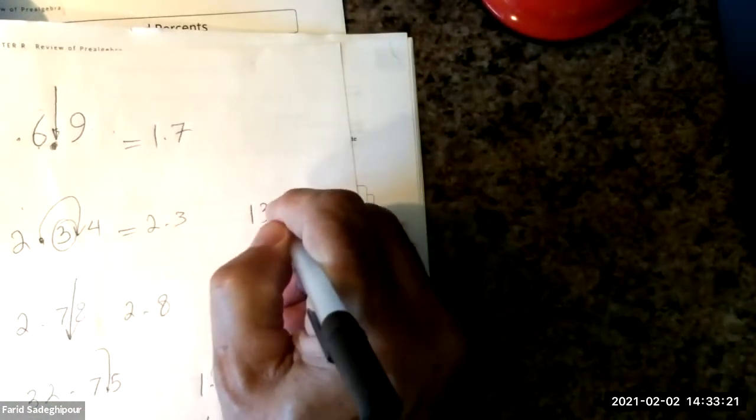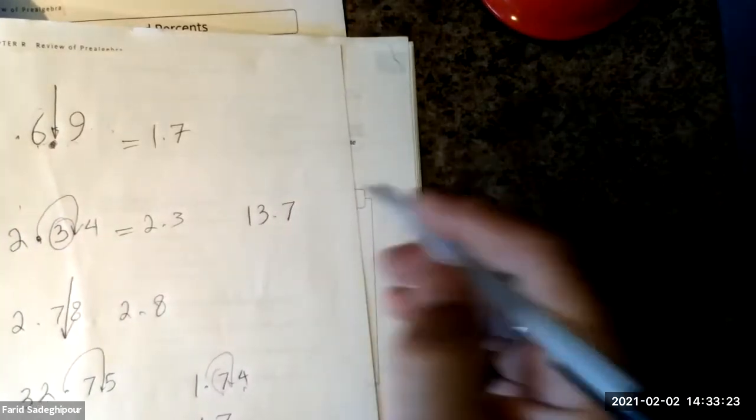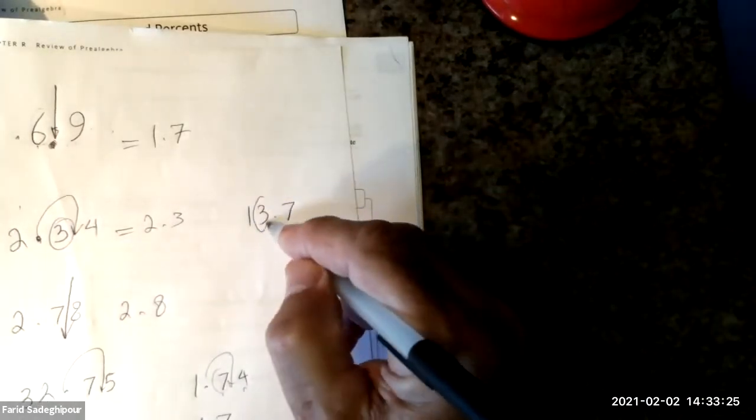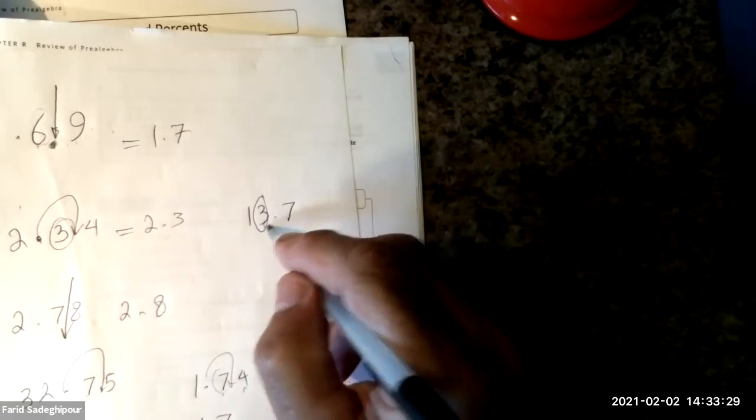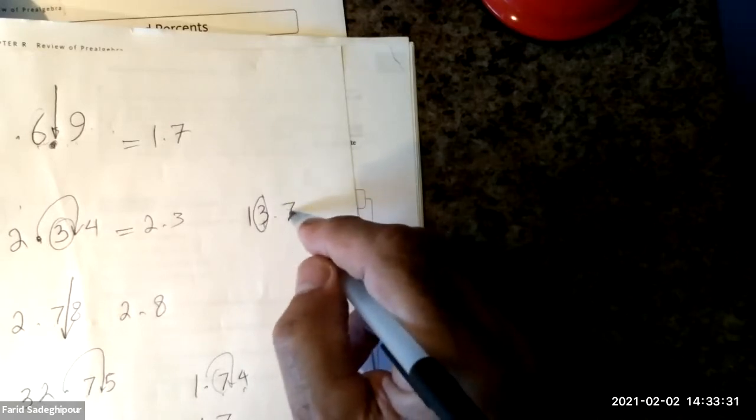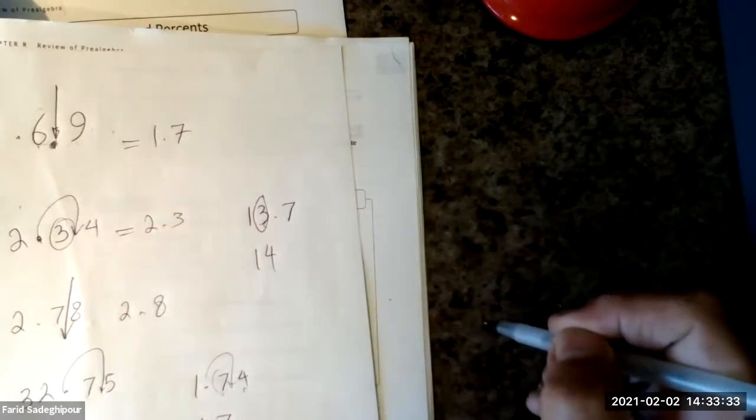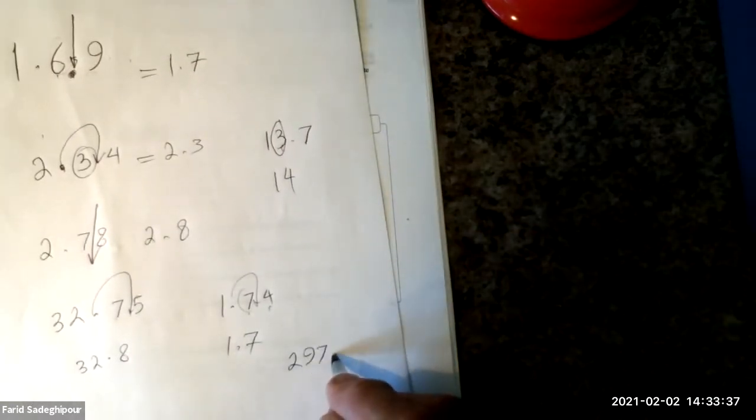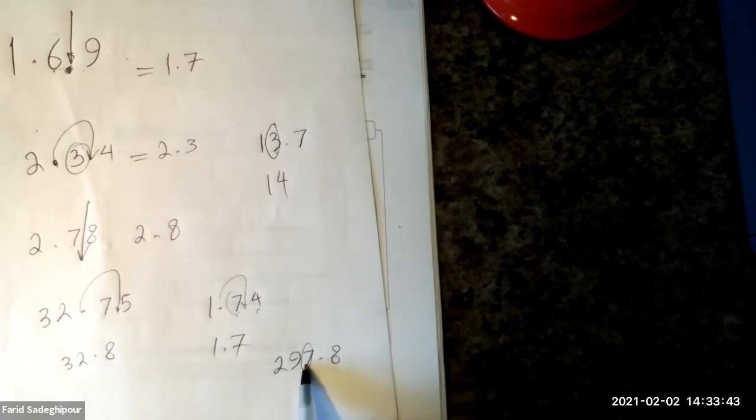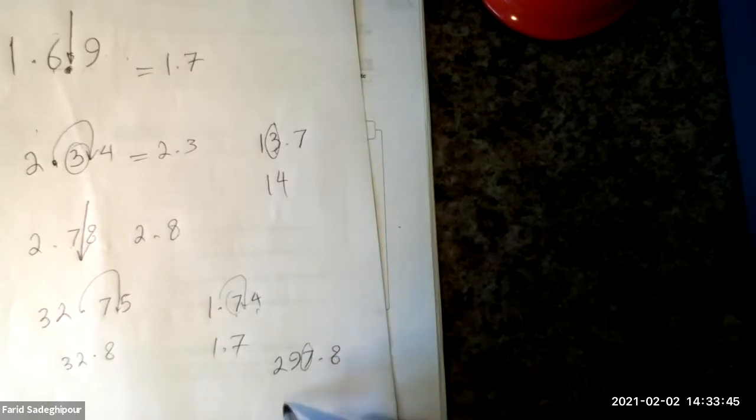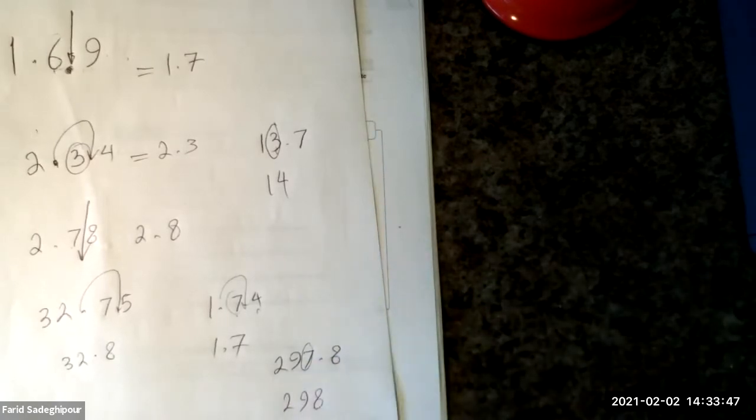Okay, let's say you have something like 13.7, and you want to round this number. After the 7 it's greater than 5, so you write this as 14. Let's say you have a number like 297.8, and you want to round this number. After the 7, it's greater than 5, so write it as 298.